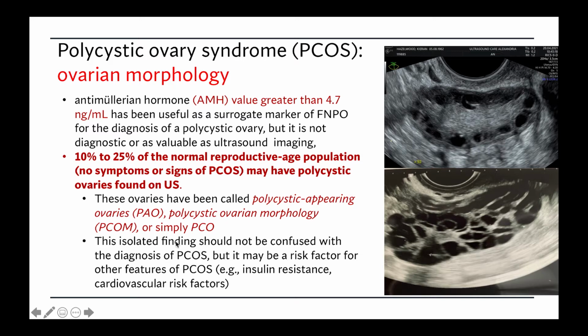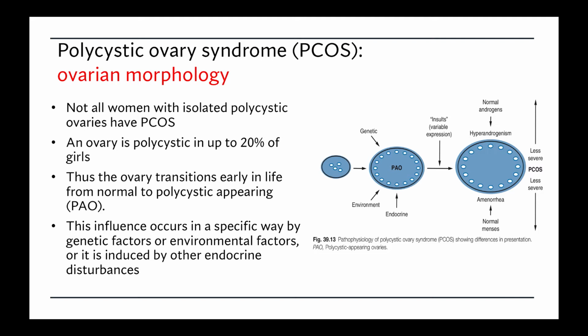Now, the isolated finding of a polycystic ovary should not be confused with the diagnosis of PCOS. Remember, when you diagnose PCOS, the patient has to fulfill two out of the three criteria. So an isolated finding of a PAO or a PCOM should not be confused with the diagnosis of PCOS. But having PAO may be a risk factor for other features of PCOS, such as insulin resistance or cardiovascular risk factors.